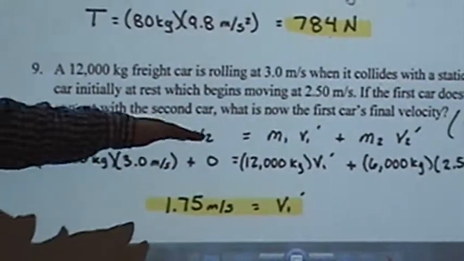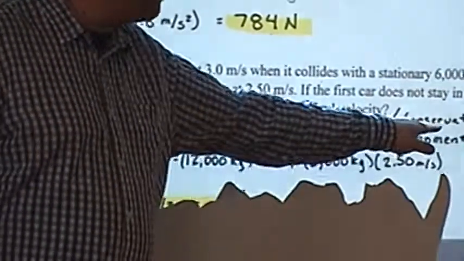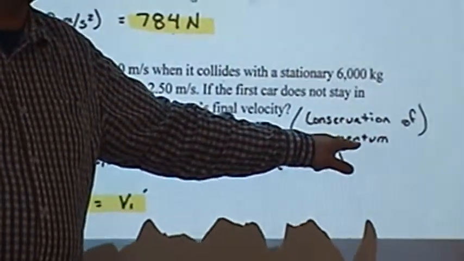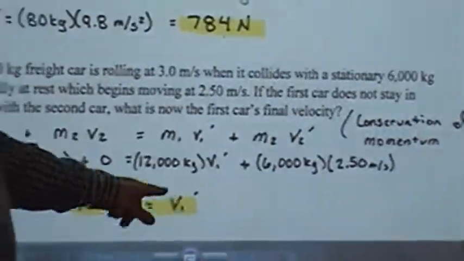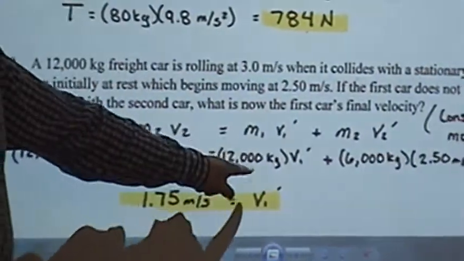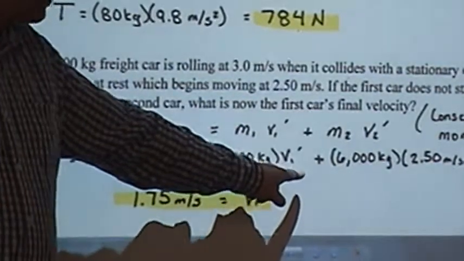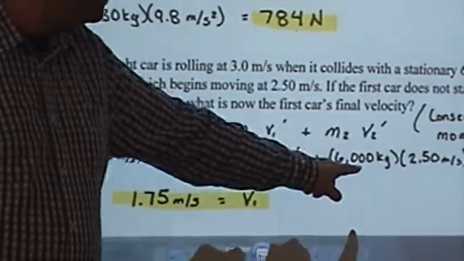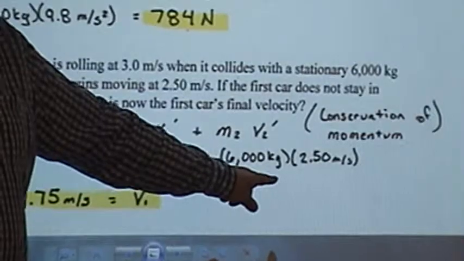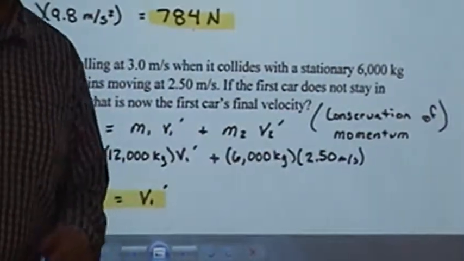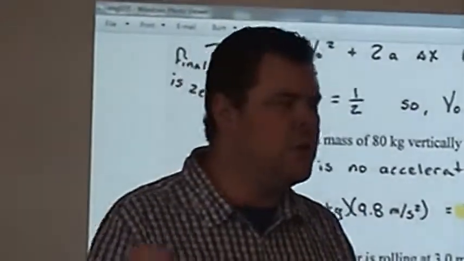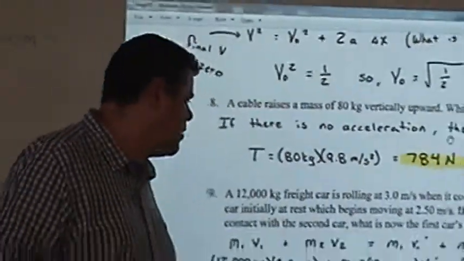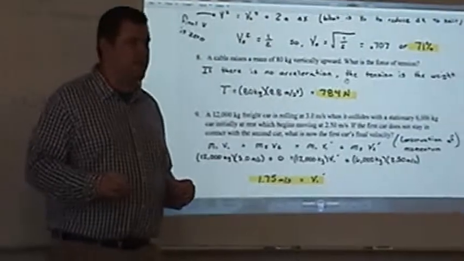Colliding with something with no momentum. This is momentum before equals momentum after. When you have something that's conservation of whatever it is, that means you don't have any created or destroyed. It's the same before and after. The after momentum is the 12,000 kilogram car moving at some velocity. That's what we're looking for. The 6,000 kilograms, which was initially at rest, is now rolling at 2.5 meters per second. If you can set it up, that's the hardest part. Then you just solve for your unknown, and that's where you get 1.75 meters per second.